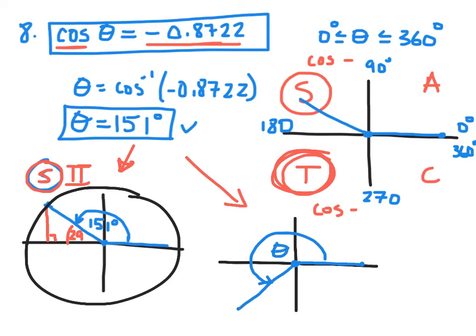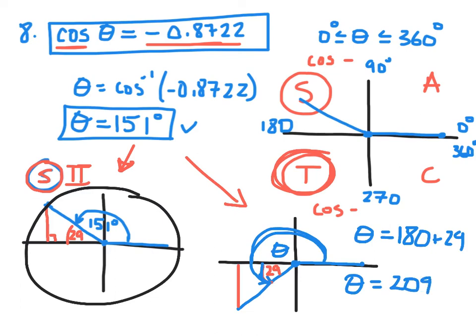Now, drawing this triangle in quadrant number 3 to make it exactly like the last one, this is 29 degrees, the related acute angle. And so how do I find my second answer? My second answer, theta, is going to be half of a circle, which is 180, plus this little bit of 29. And so I get that theta is going to be 209 degrees. So I actually get two answers for theta.